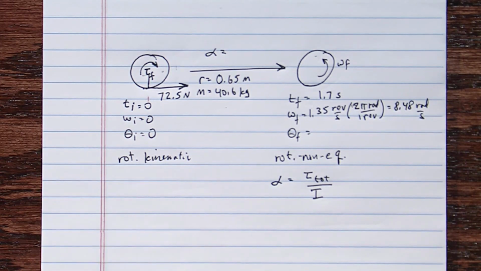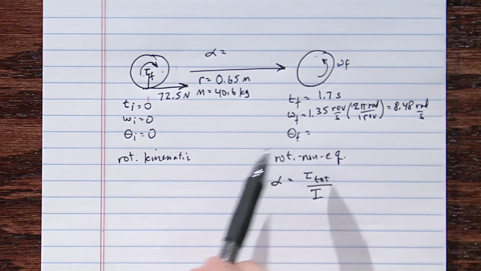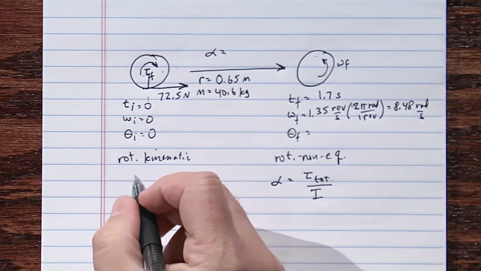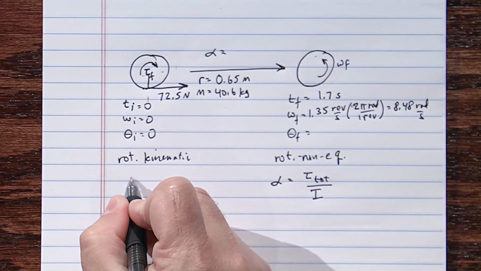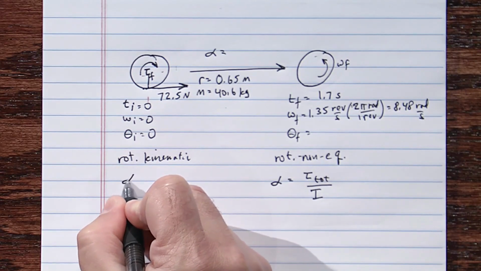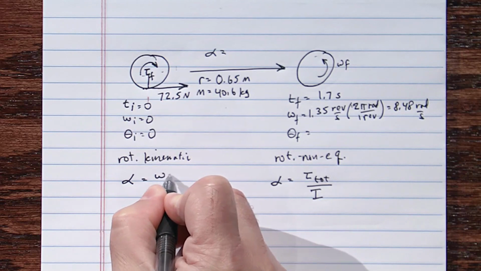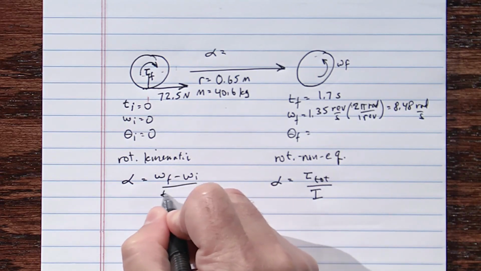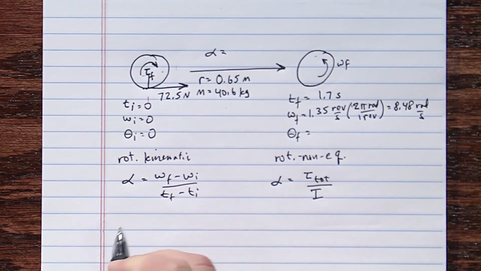We also need a rotational kinematic equation. We don't know theta final, don't need to know theta final, but we do need angular acceleration, so we will use our equation without theta in it. So it would be angular acceleration is equal to omega final minus omega initial over time final minus time initial.